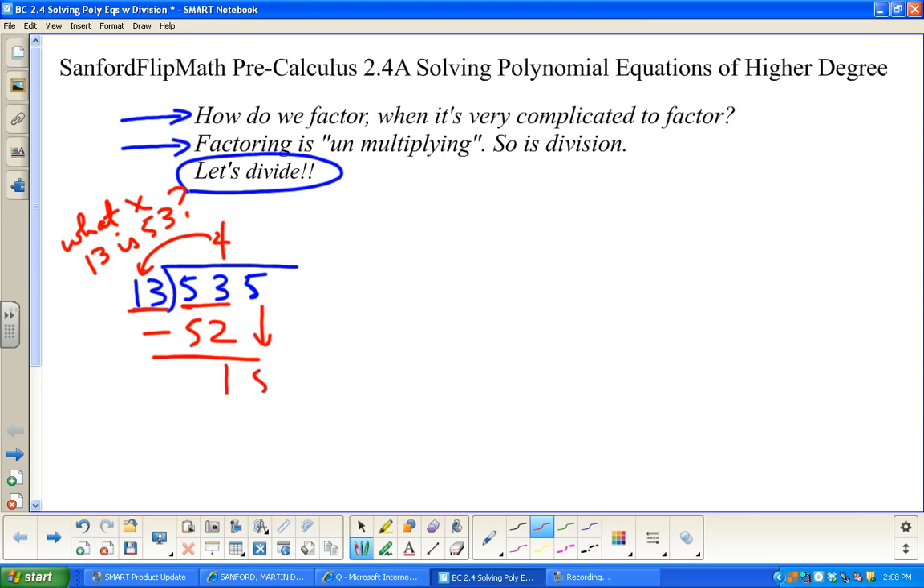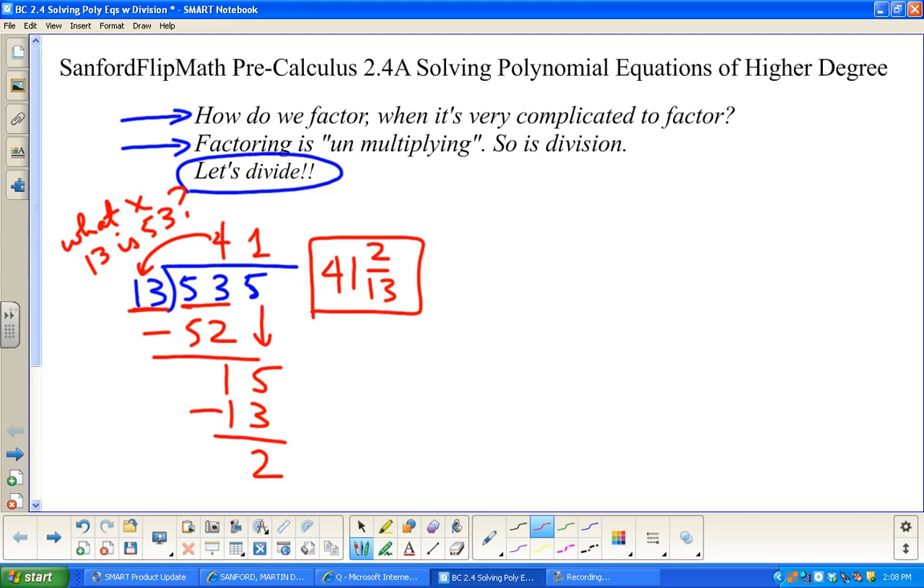And we bring down that 5. Then we ask, what times 13 is 15? Well, that would be 1. And 1 times 13 is 13. Subtract, and this is 2. So this is actually 41 and 2 13ths if we write it as a mixed number.